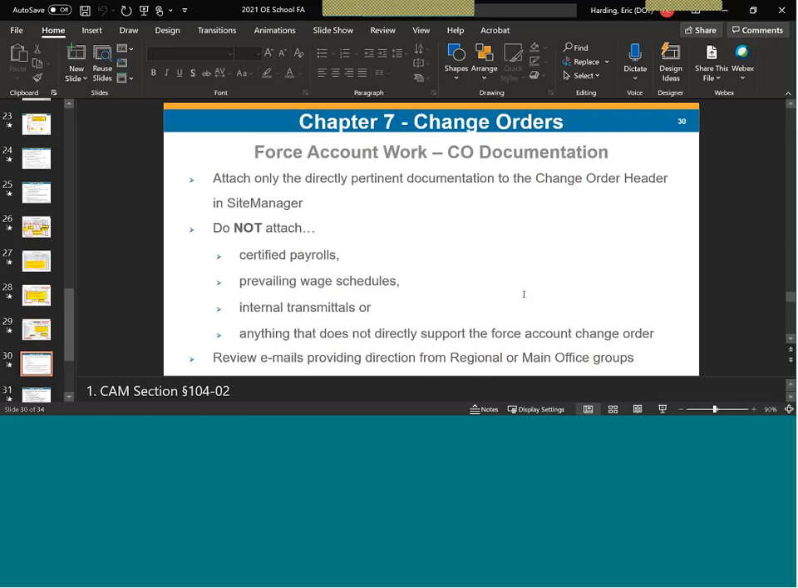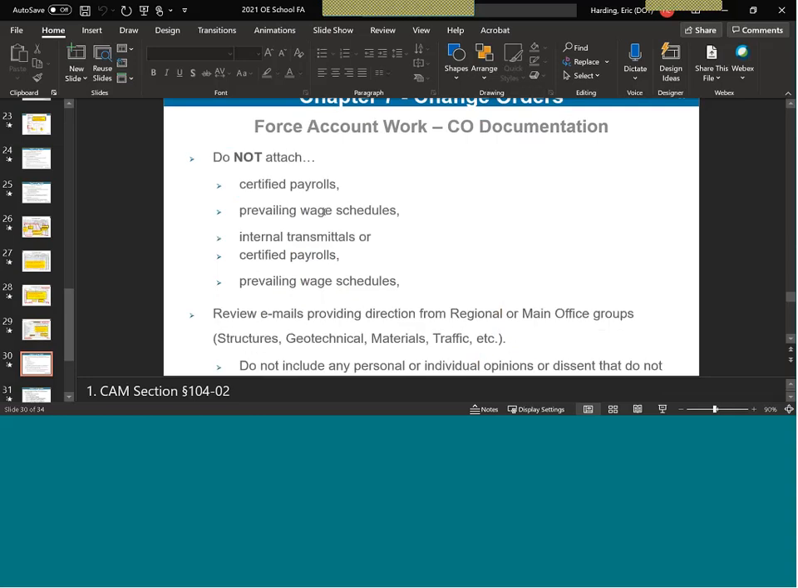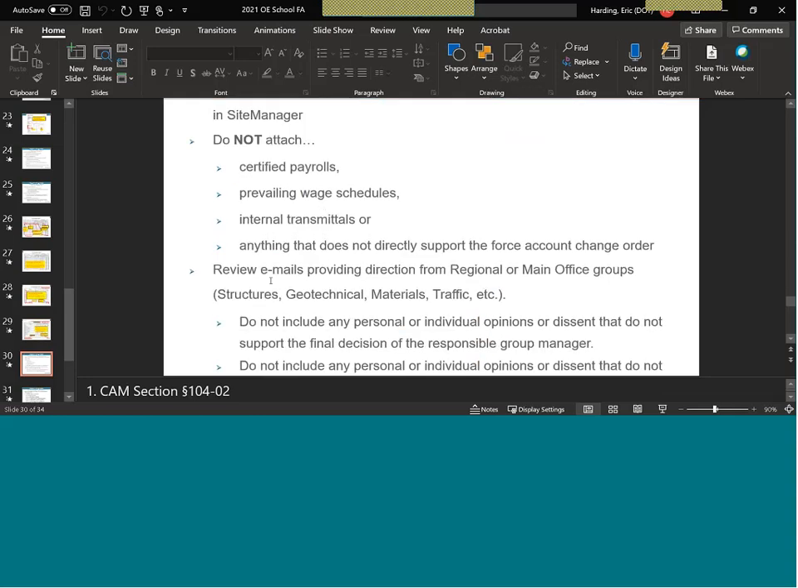Now we're going to move on to force account change order documentation. This is a big one. Attach only the directly pertinent documents to the change order header in Site Manager. Do not attach certified payrolls, prevailing wage schedules, internal transmittals, or anything that does not directly support the force account change order.